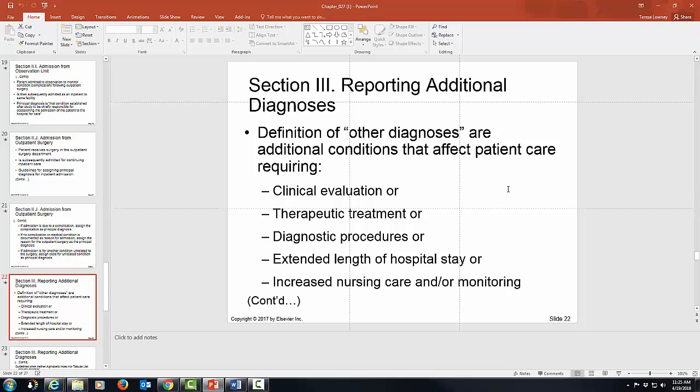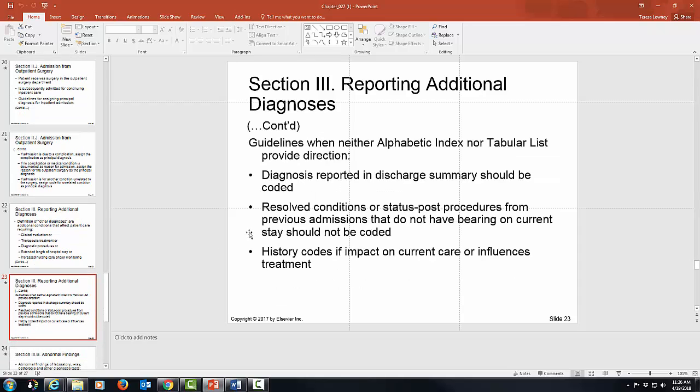Reporting additional diagnoses. Additional diagnoses are defined as those additional conditions that affect patient care. They can require clinical evaluation, therapeutic treatments, diagnostic procedures, extended length of hospital stay, or increased nursing care and monitoring. So something unrelated to the primary diagnosis, and now we're having other complications.